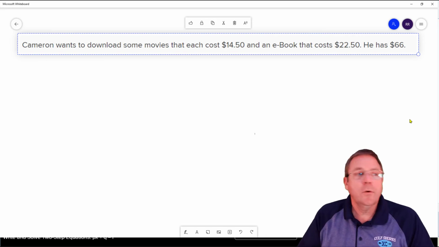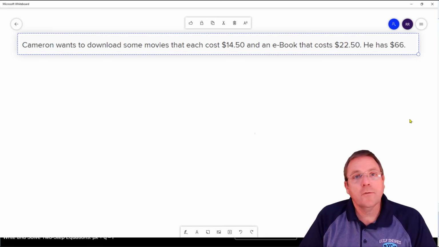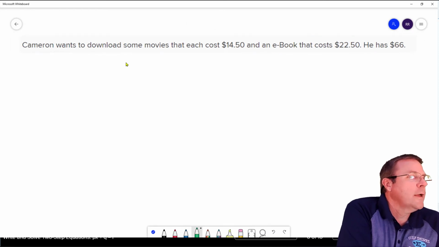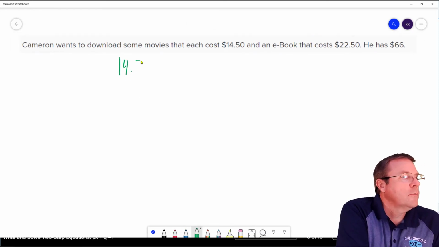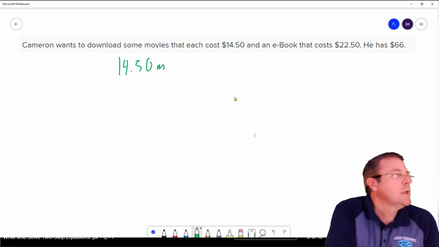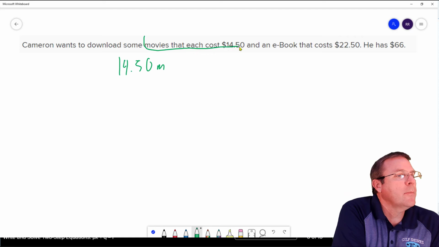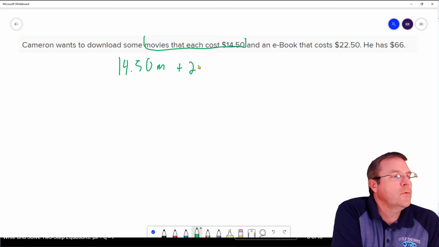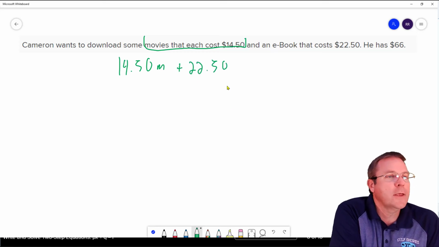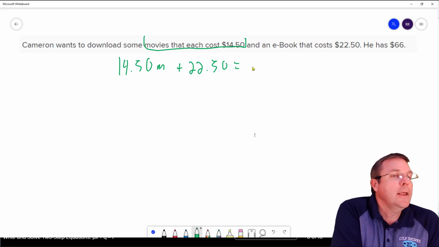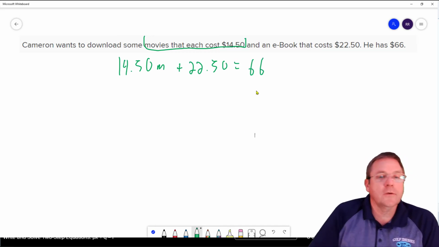Cameron wants to download some movies, and each one costs $14.50. So we know that $14.50 times some number of movies is going to be one of our pieces. And I'm just going to highlight that part right here. And an ebook, and that means one ebook that's going to cost a total of $22.50. So that's not being multiplied by anything because it's "and," which means one. And he has a total of $66.